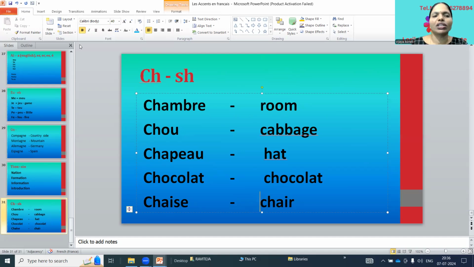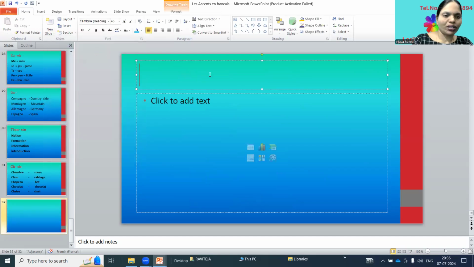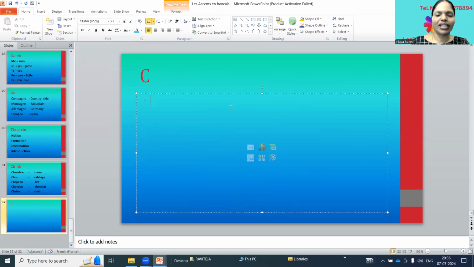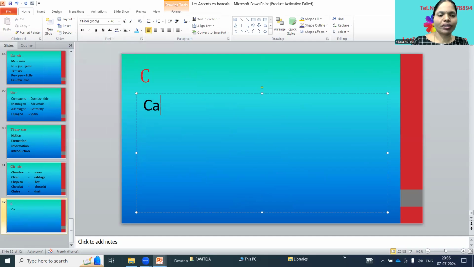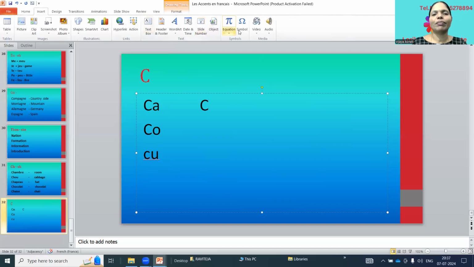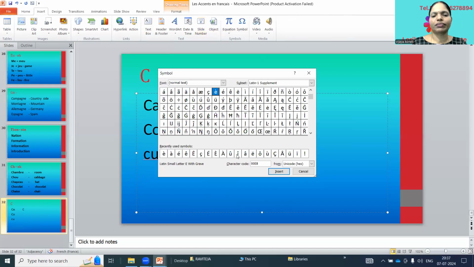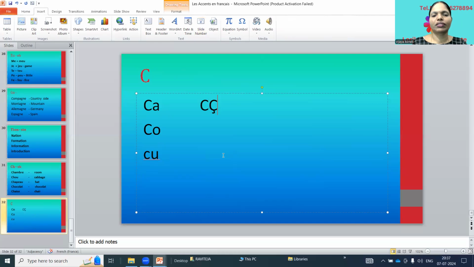Okay? And the C sound is also C. Actually, ca. Ca is ka. Ca is ka. And co is co. CU is Q. Okay? Whereas if sedi is there, for C only, if sedi is there, it will be converting to a sa sound. Okay? So if sedi is there, ka will be changing to a sa.